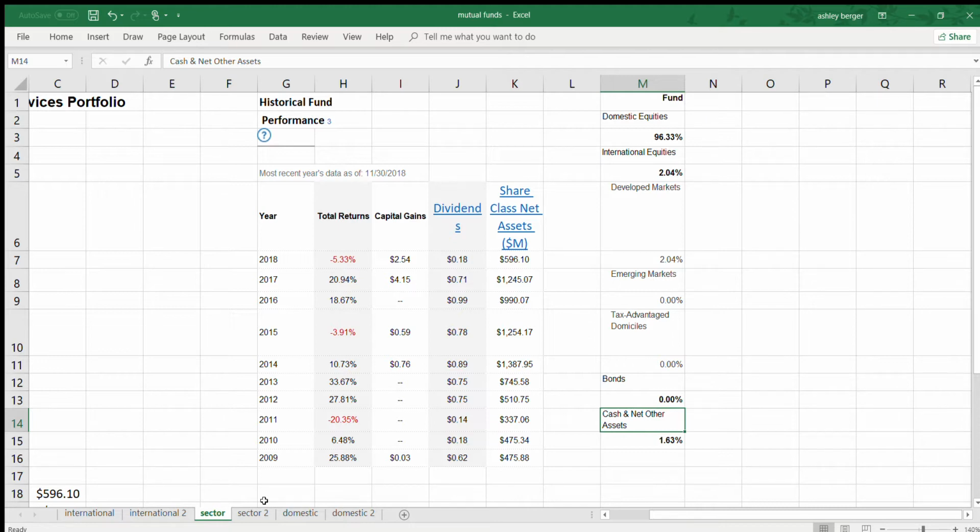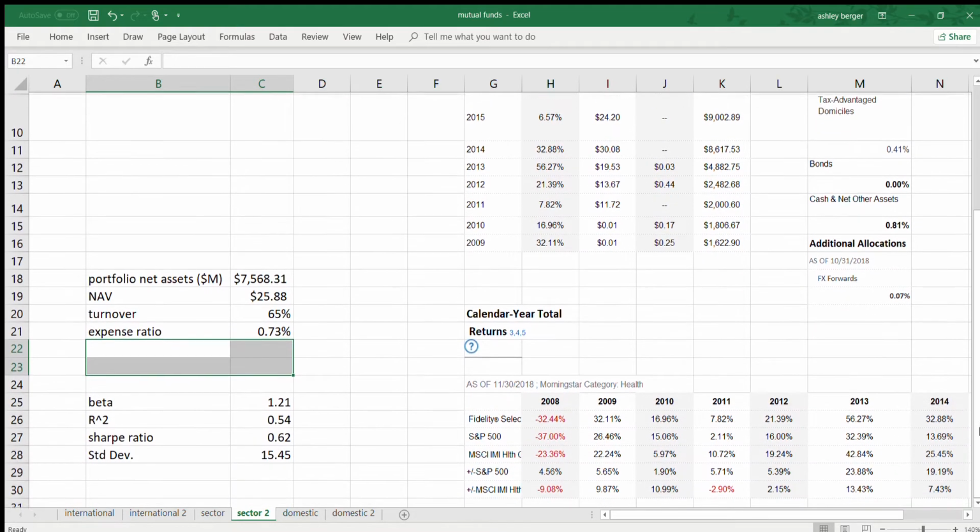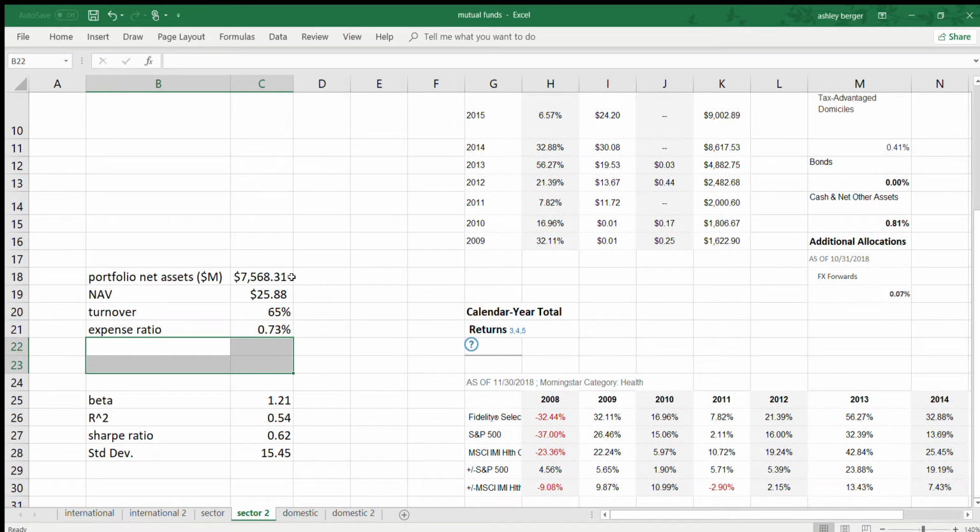The next sector mutual fund was Fidelity Select Healthcare Portfolio, which was incepted on July 14, 1981. This one has a portfolio net assets of $7,568.31 million, a net asset value of 25.88, a turnover ratio of 65%, and an expense ratio of 0.73%. So this one had a lot higher portfolio net asset and net asset value than the last sector fund. However, it also has a higher turnover rate.